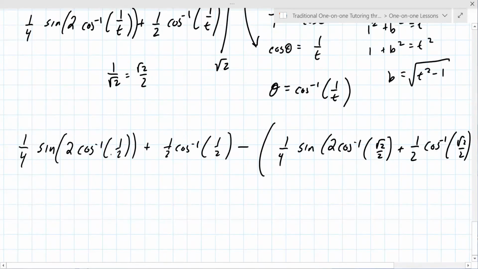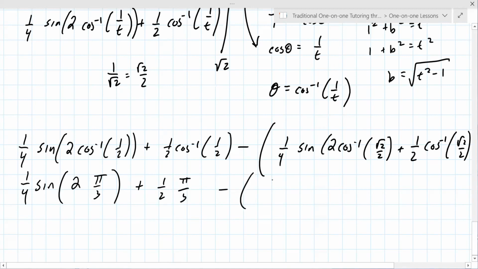Okay, so cosine inverse of 1/2 is, well, I'm going to look at my unit circle. That's where the x value is 1/2. So that's pi over 3. This becomes the sine 2 pi over 3, 1/4 plus cosine inverse of 1/2. We just found that it's pi over 3 minus 1/4. Cosine inverse of square root of 2 over 2 is pi over 4. So this is sine of 2 times pi over 4 plus 1/2 pi over 4.